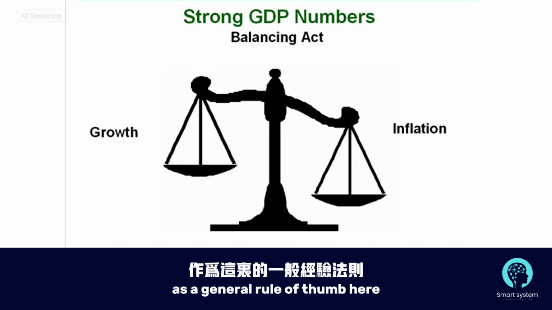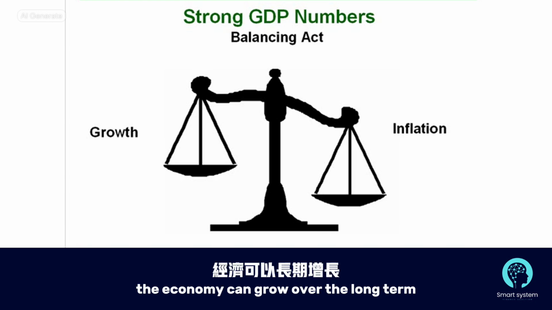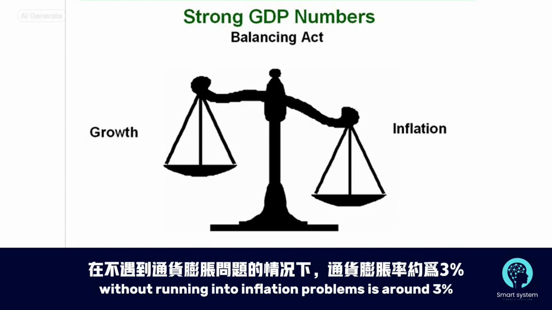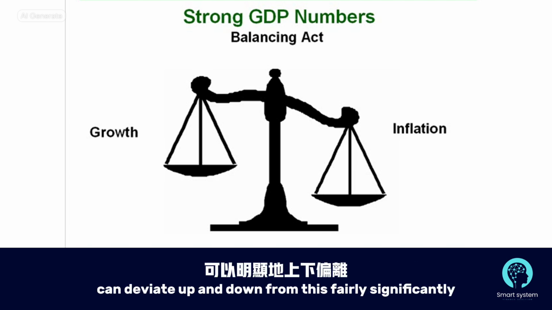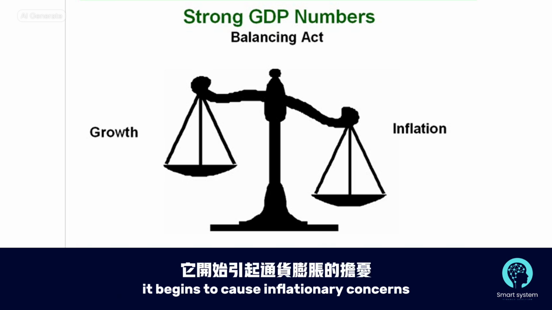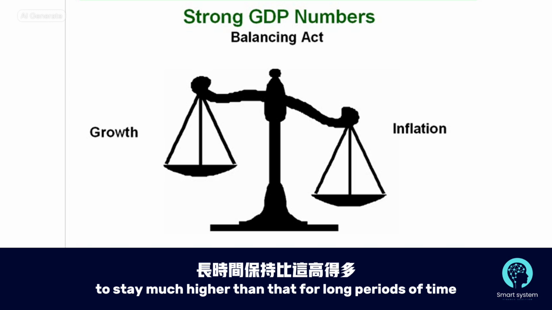As a general rule of thumb here, however, most people feel that the rate at which the economy can grow over the long term without running into inflation problems is around 3%. While the quarterly numbers can deviate up and down from this fairly significantly, it begins to cause inflationary concerns when growth stays, or is anticipated to stay, much higher than that for long periods of time.